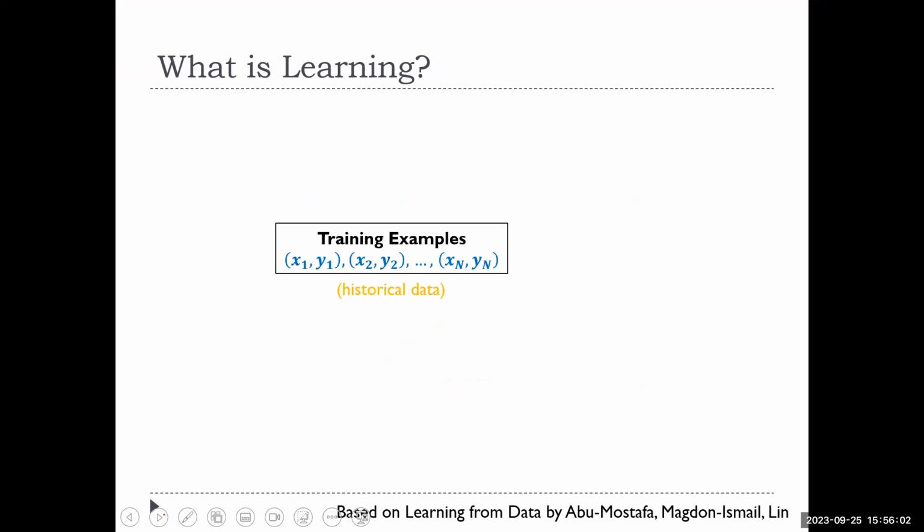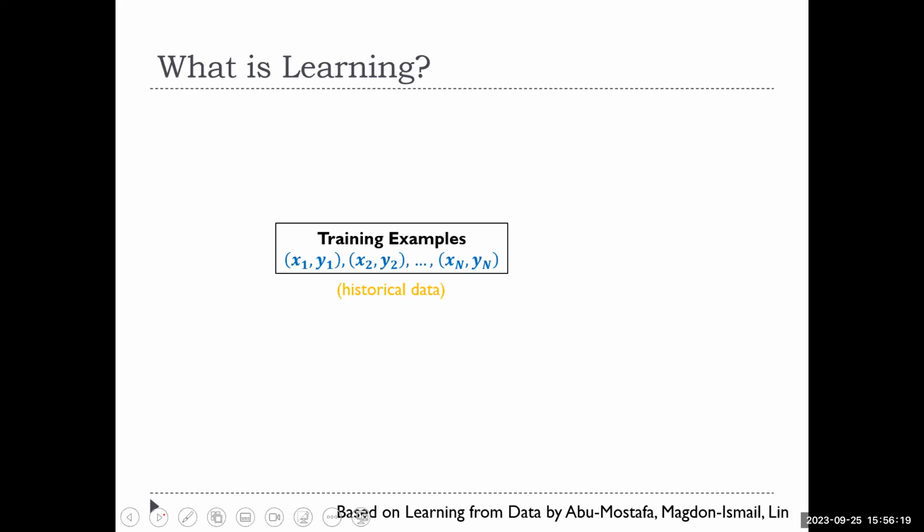So this is a very important topic. This is the core of machine learning. This is not covered directly in the main textbook. This topic is covered in this other book I provide in the syllabus, Learning from Data.